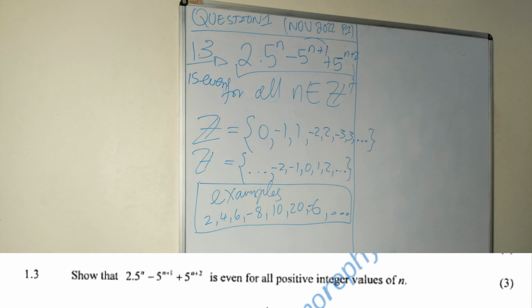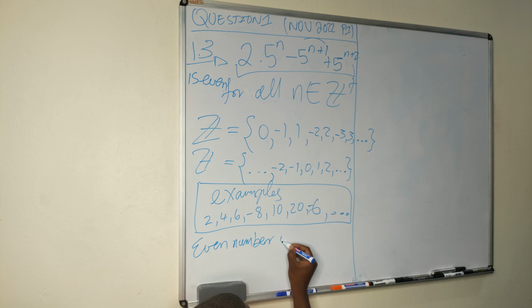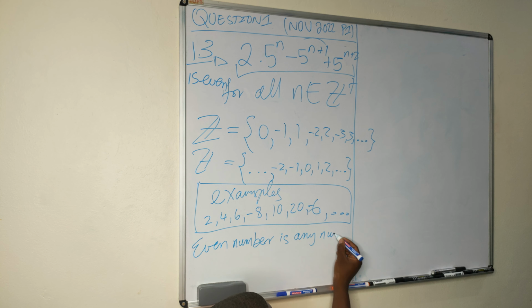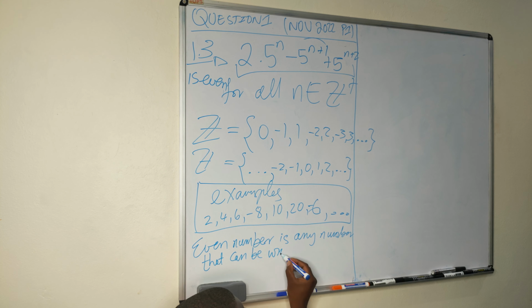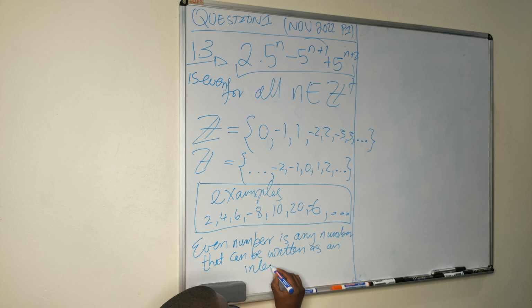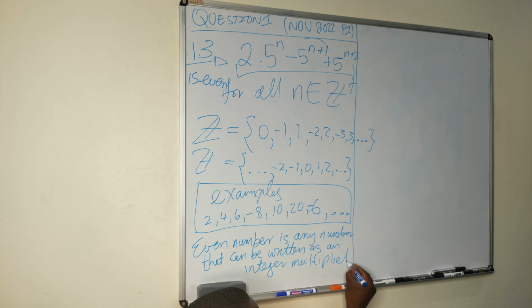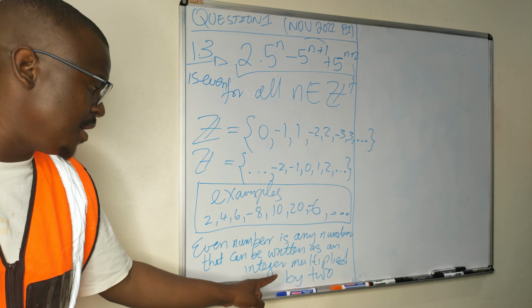So an even number is any number that can be written as an integer multiplied by 2, which means an even number is any number that can be written as an integer multiplied by 2.